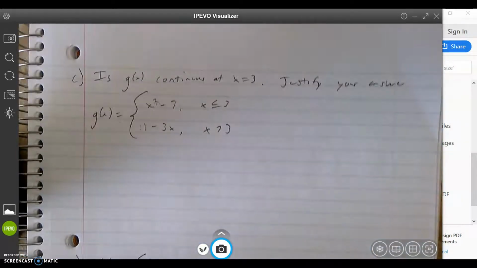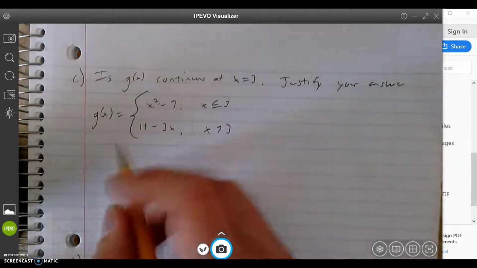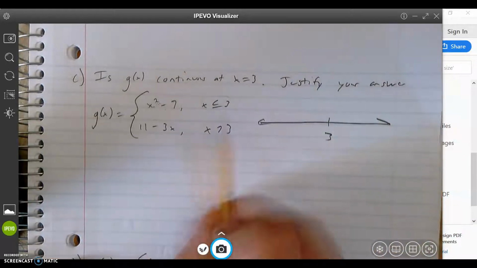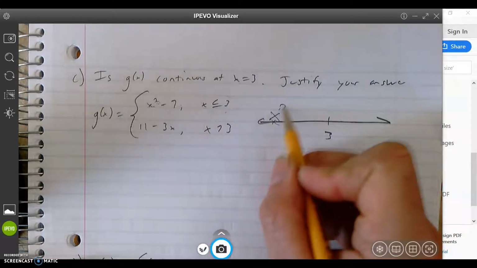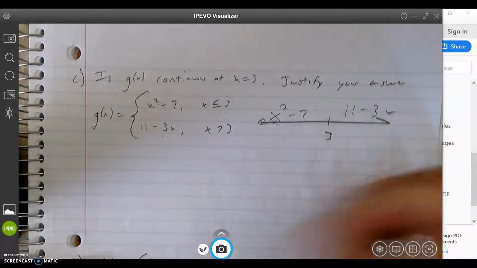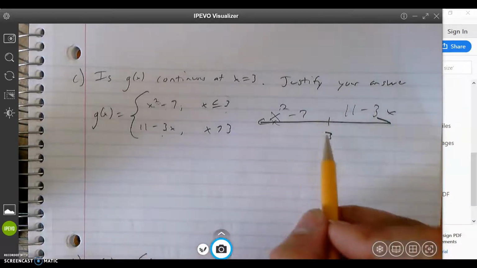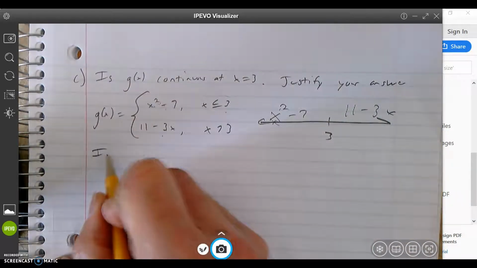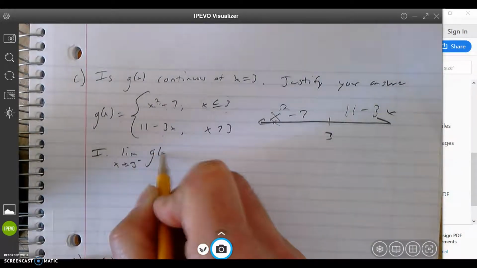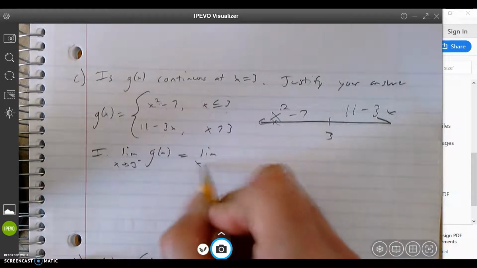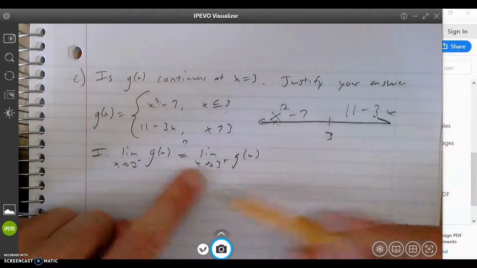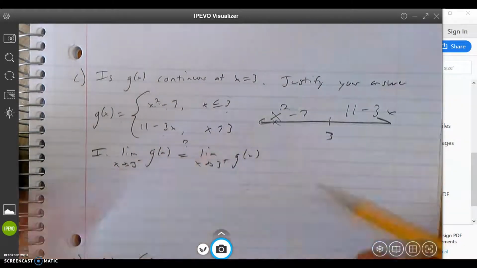Is g of x continuous at x equals 3? Justify your answer. Okay, so we have a parabola here on the left, x squared minus 7, and we have a line with a negative slope here on the right. First thing we have to prove is the limit as x approaches 3 from the left of g of x equals the limit as x approaches 3 from the right of g of x. Because if the limits don't equal each other, then you have a jump discontinuity.